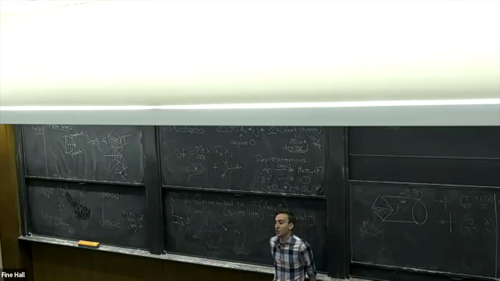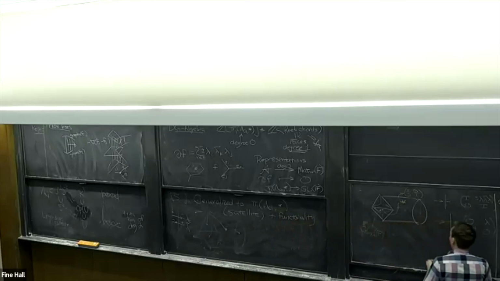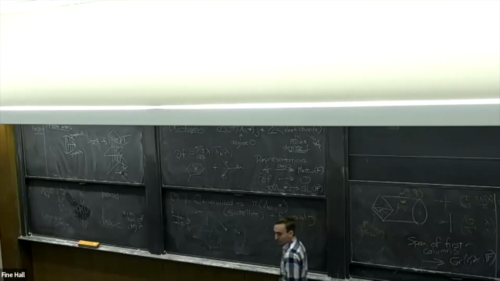And if I just take the span of the first R columns, that ends up giving me an element in the Grassmannian that I was interested in. When you look at moduli spaces, that turns out to be a bijection. OK, that's it. Thank you very much.